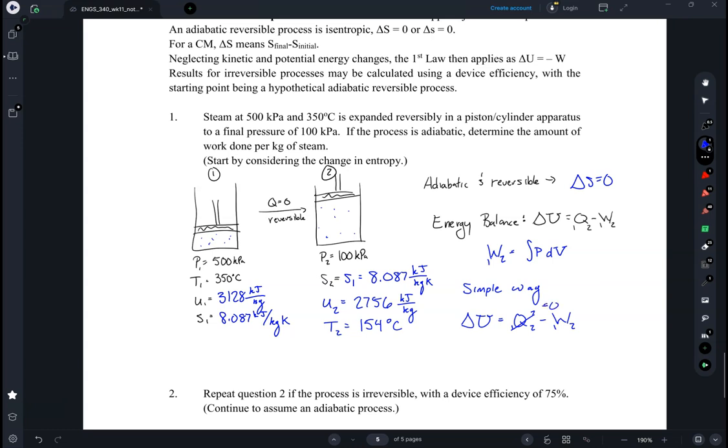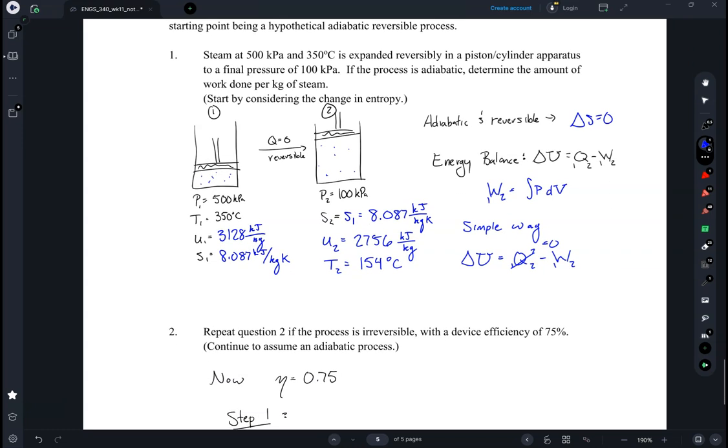Q is equal to 0 because we know it's adiabatic. And then we can write down delta U out minus in, 2756 minus 3128 kilojoules per kilogram equals minus W12. So W12 is 372 kilojoules per kilogram. Okay, so this would be for our ideal system.